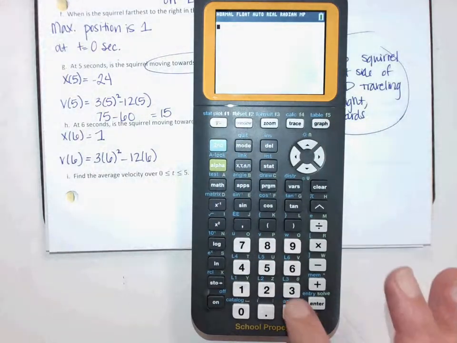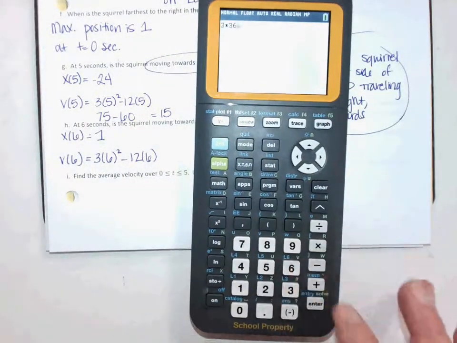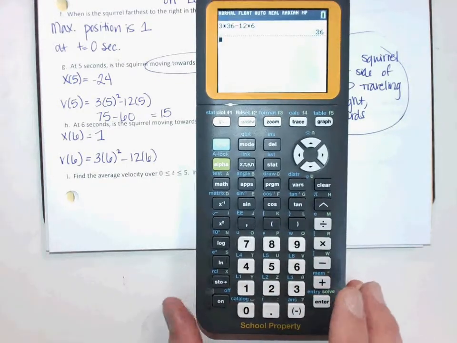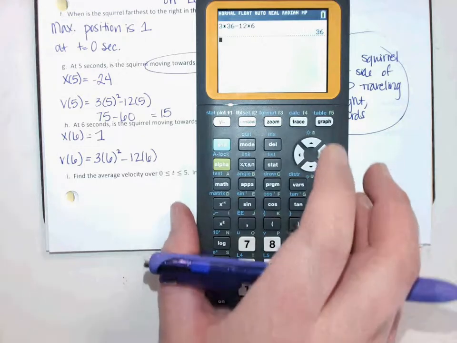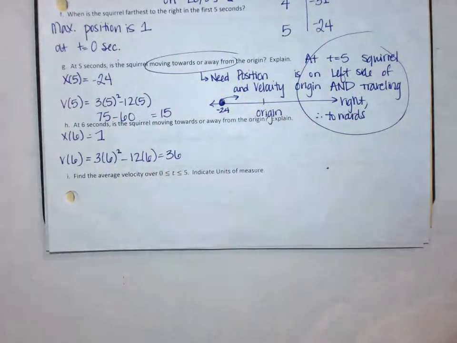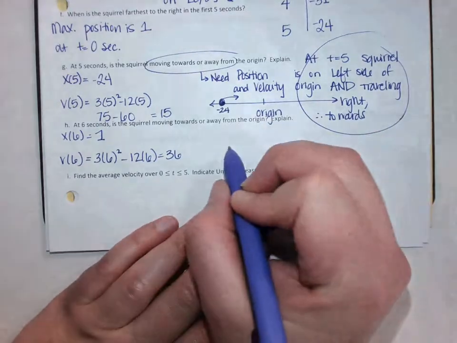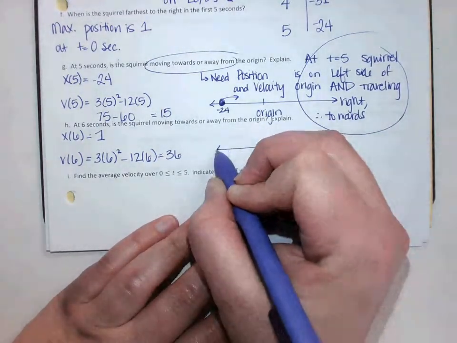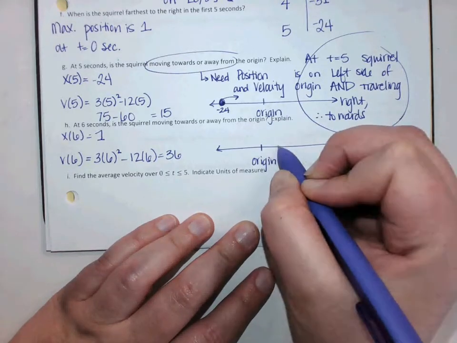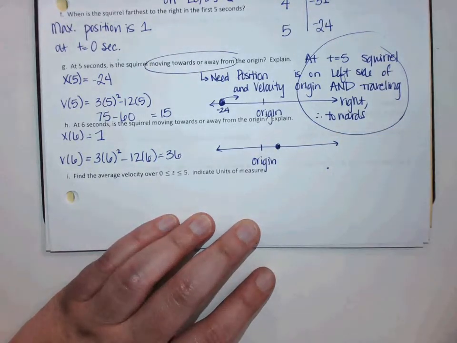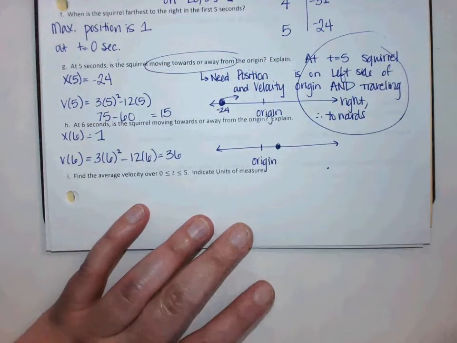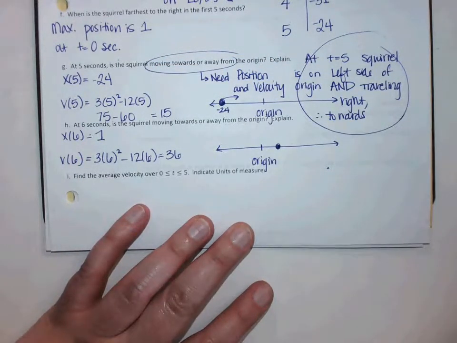So let's type that in. 3 times 36 minus 12 times 6. Okay, comes out to be 36. So draw your number line. Where's your squirrel going to start? What position? Okay, so here's the origin. My squirrel's at 1, which is on the right side. And then which way is he traveling if his velocity is positive?